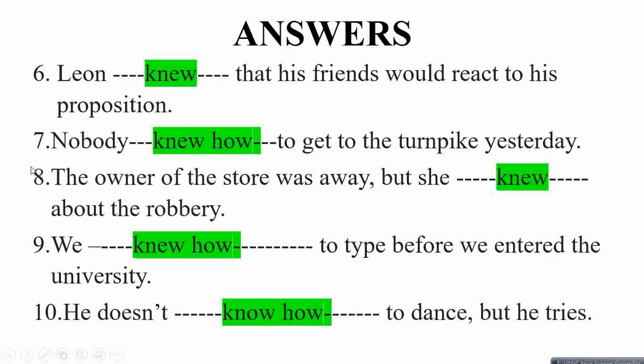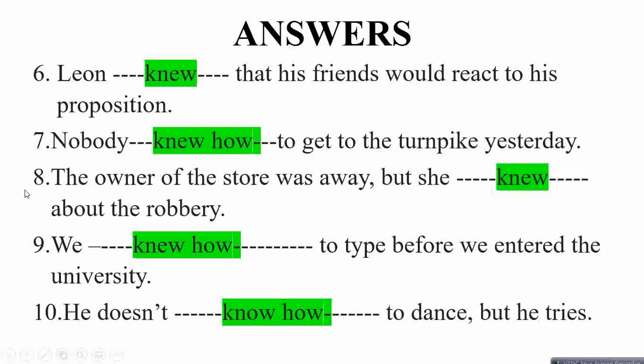Now question 7. Nobody knew how to get to the turnpike yesterday. So again this is about yesterday, so it's past tense. This is "to get", which is an infinitive verb form, so before it you will have know how, but since it's past tense you will write it as knew how, because you have to make the verb agree with the tense of the sentence.